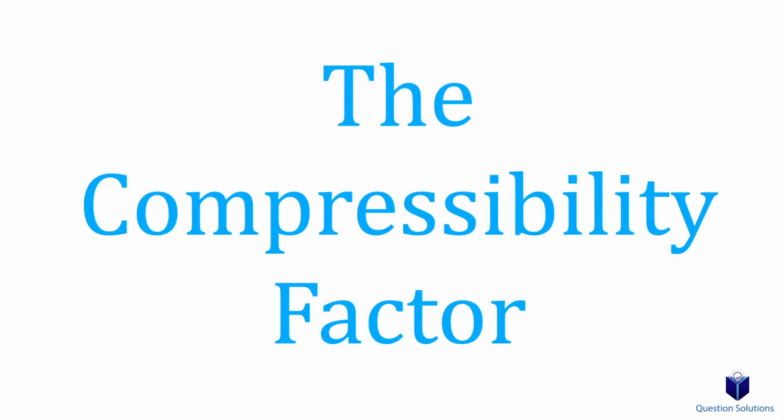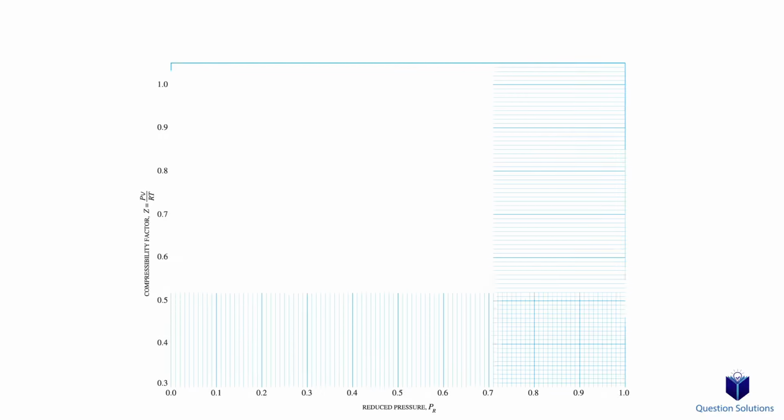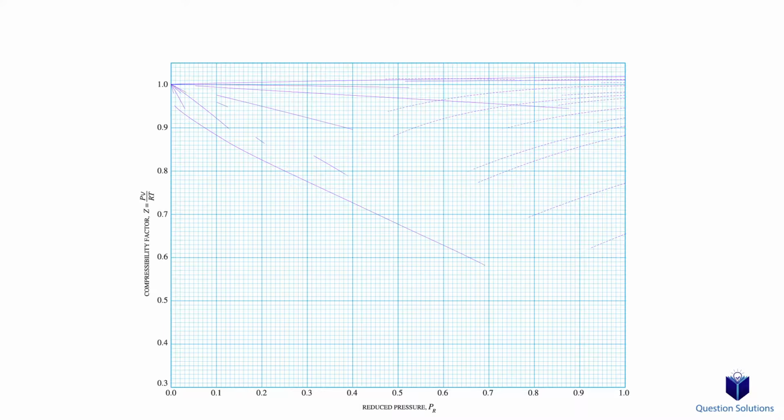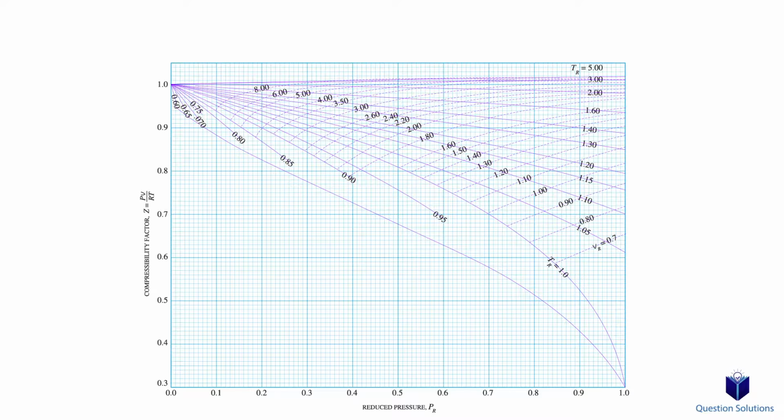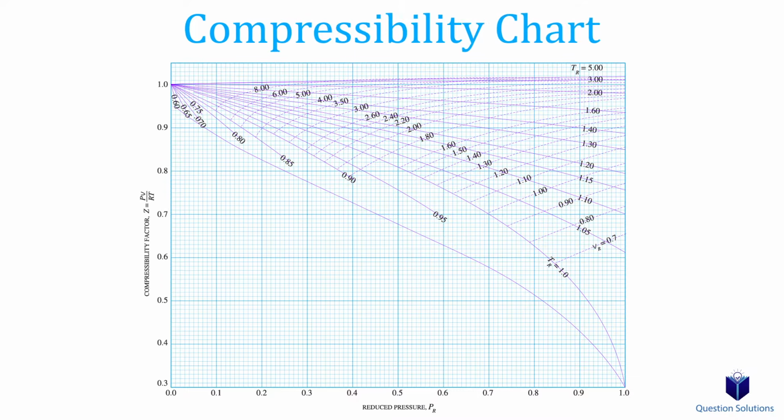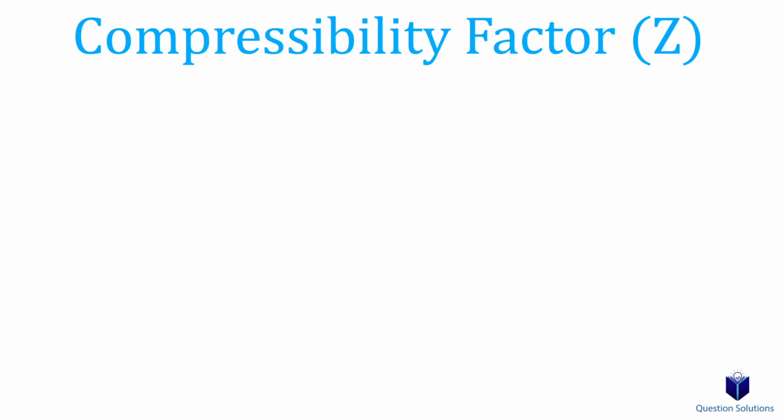In the previous video, we talked about the ideal gas equation and we talked about how gases deviate from the ideal gas behavior at states near the saturation region and critical point. But what if we can account for this by using a correction factor? Well, that's what the compressibility factor is.